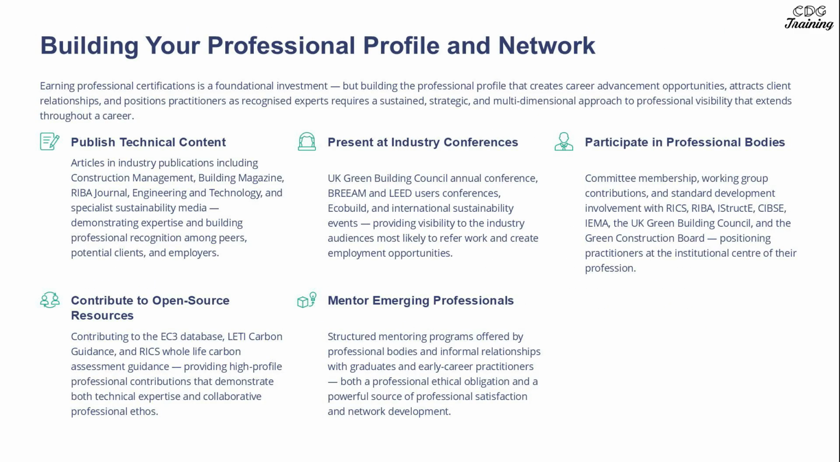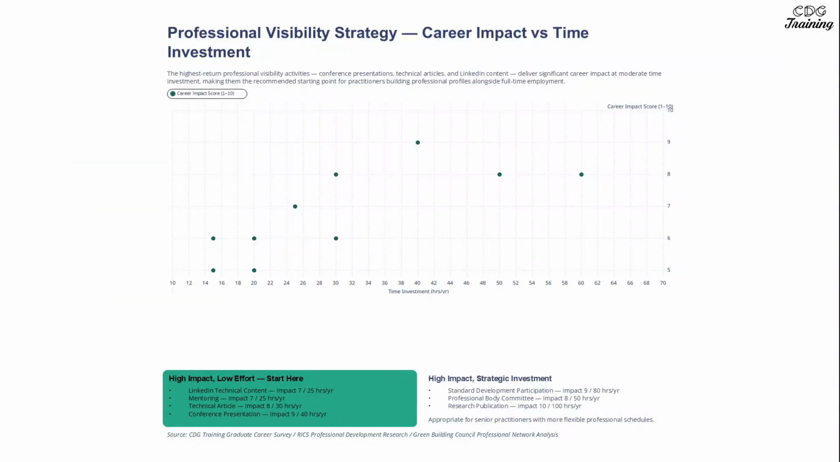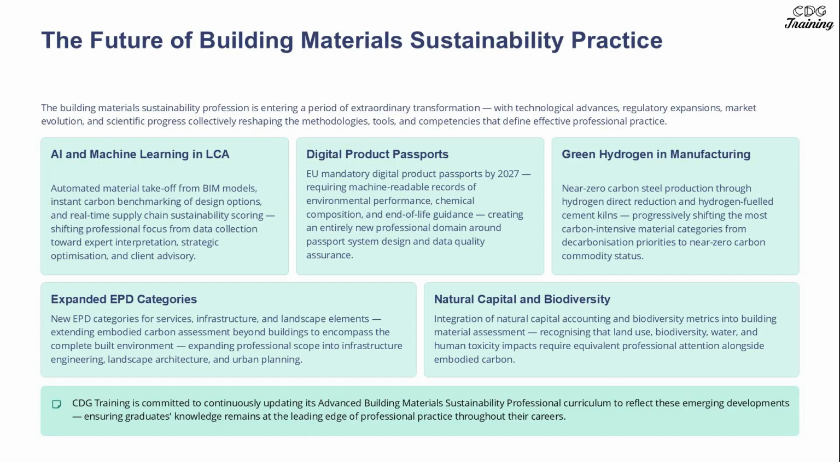Building your professional profile involves publishing content, presenting at conferences, and participating in professional bodies, all of which enhance your visibility and network. A professional visibility strategy balances career impact with time investment, guiding you to maximize your influence in the field efficiently. The future of building materials sustainability is shaped by AI, digital product passports, and green hydrogen, among other innovations, driving the industry forward.